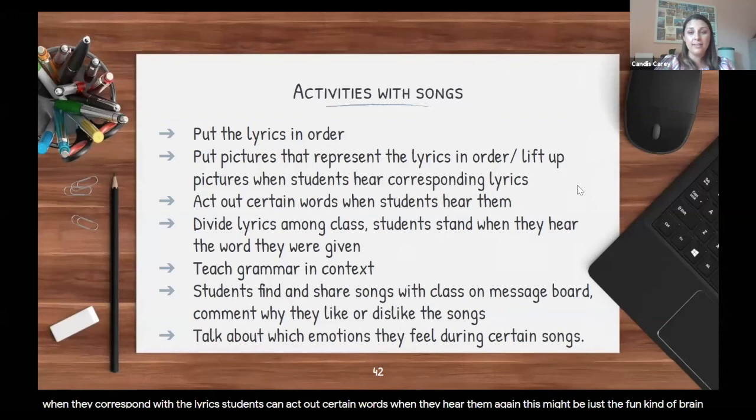Teach grammar and context. Have the students find songs and music videos for you and share them on a message board and talk about why they like or don't like them. And when we talk about emotions, we also talk about music and how certain music makes them feel. I'm almost done.